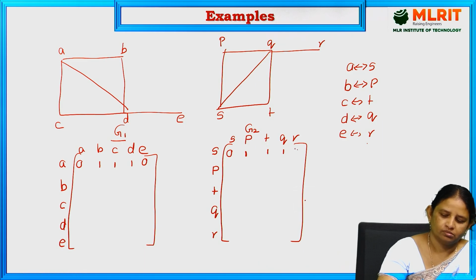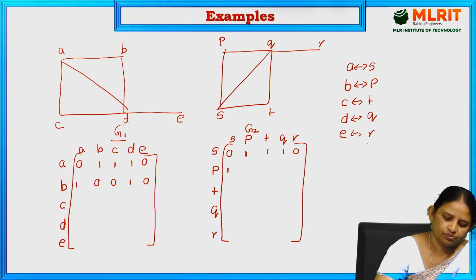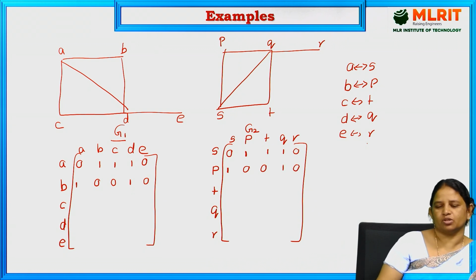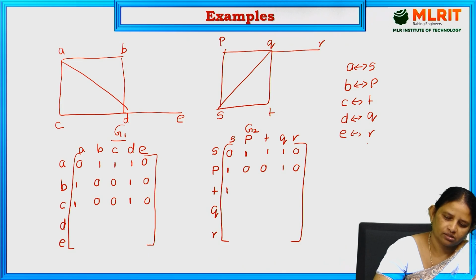Next, second row. So B to A 1, B to B 0, B to C 0, B to D 1, B to E 0. So P to S 1, P to P 0, P to T 0, P to Q 1, P to R 0. Second row is also equal. Then coming to C. C to A 1, C to B 0, C to C 0, C to D 1, C to E 0. Coming to T, T to S 1, T to P 0, T to T 0, T to Q 1, T to R 0.